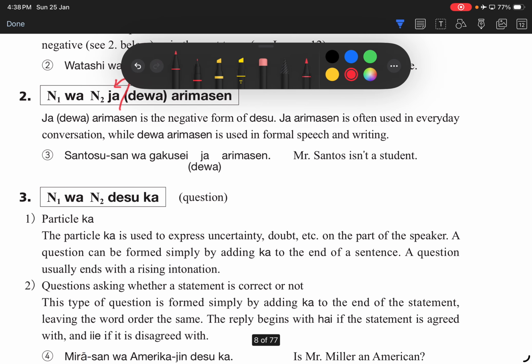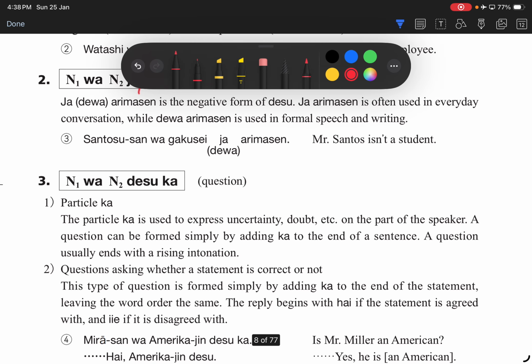Moving on to number 3, N1 wa N2 desu ka. So noun 1 is noun 2 desu ka. This ka is basically to ask a question. In Japanese we don't have a question mark. Yes, contrary to belief, there is no question mark in Japanese. Although in manga we keep seeing them everywhere, even spammed, those are modern Japanese. Modern Japanese started using the question mark, but for literature we don't have one. If you open a novel, there will be no question marks, only full stops.